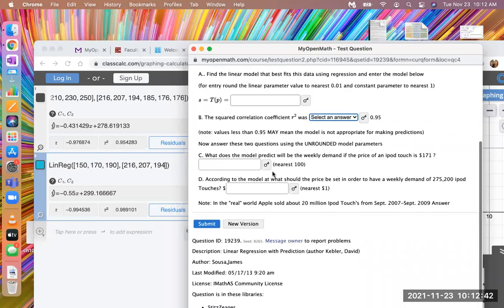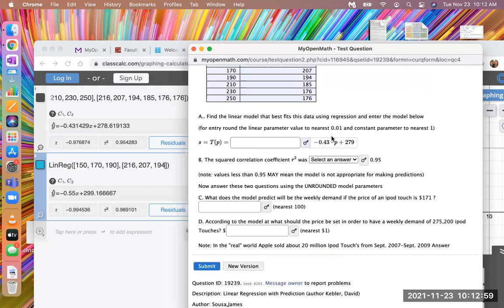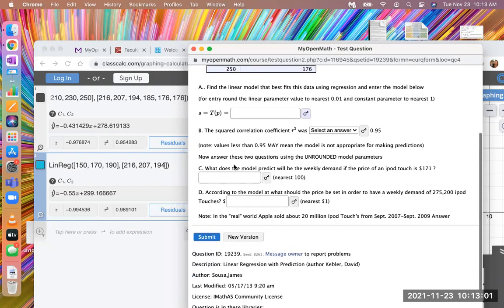Now two questions using the unrounded model and parameters. What does the model predict will be the weekly demand if the price is 171? So they don't want us to use this version right here. They want us to use all the decimals. They want us to use the 0.431429 when we do our calculation for this.